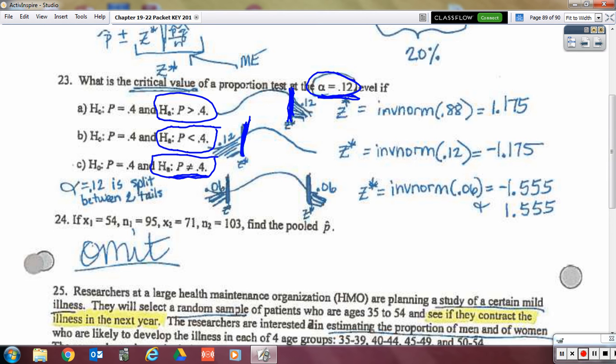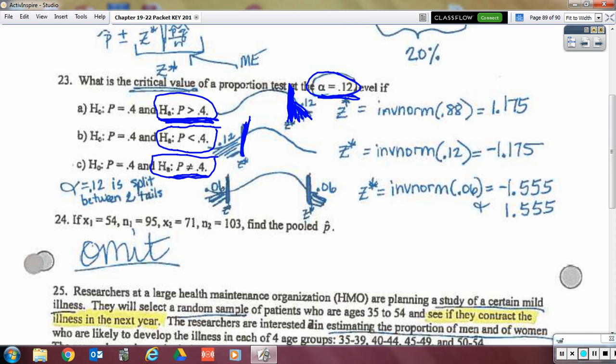So next, it matters where it's located. Part A gives you an alternative that says it's an upper tail problem. One-tailed, upper-tailed. So the entire 12% is in this upper tail. That puts your critical value that separates these two sections as inverse norm of 0.88. Okay, so that's how you get that one.